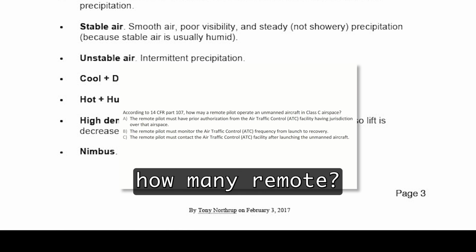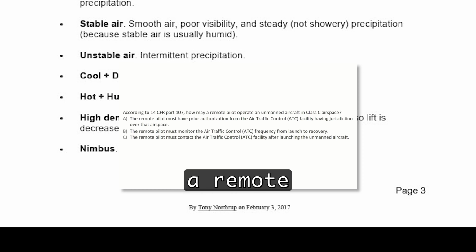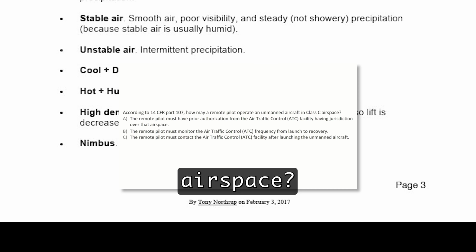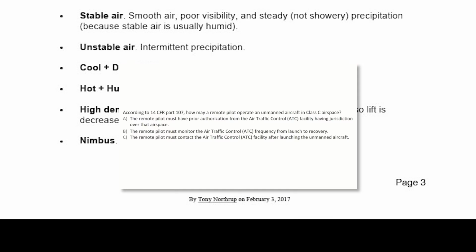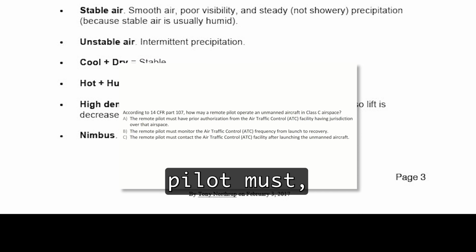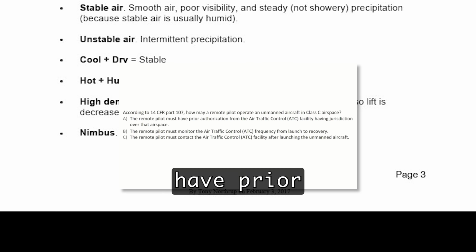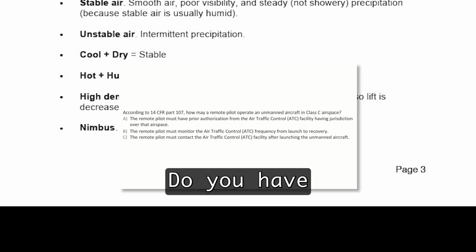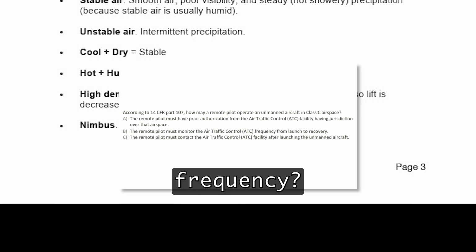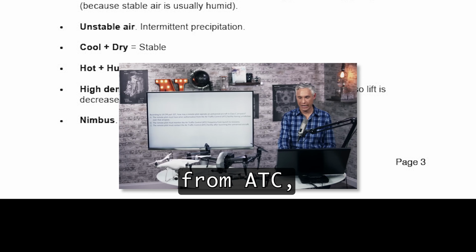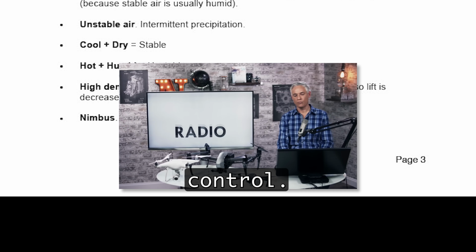According to another law, how may a remote pilot operate an unmanned aircraft in Class C airspace? Okay, starting to see a trend here, right? The remote pilot must have prior authorization from air traffic control. They're going to try to trick you. Do you have to monitor the ATC frequency? Do you have to contact ATC? No. You have to have authorization from ATC, the air traffic control.